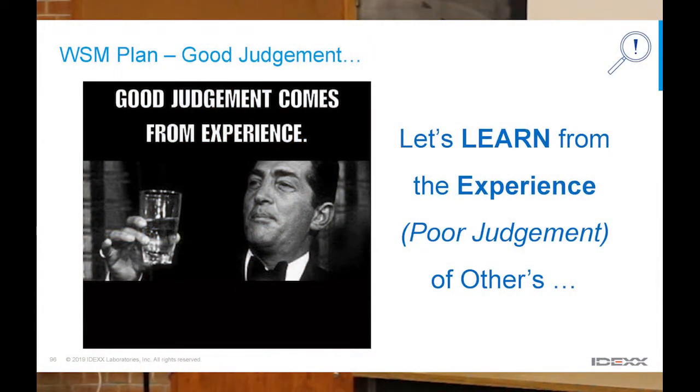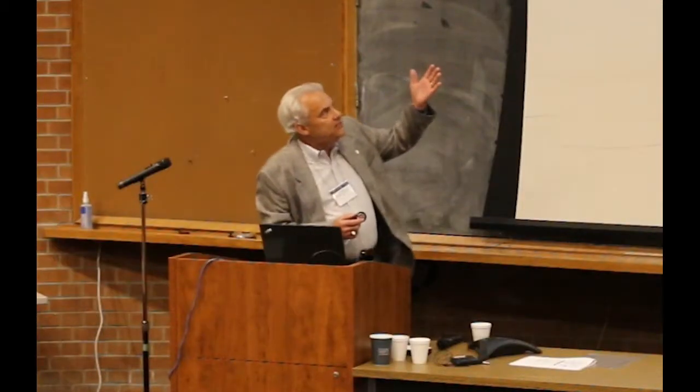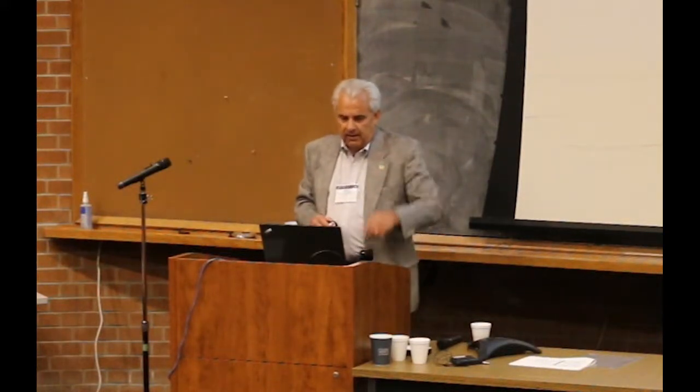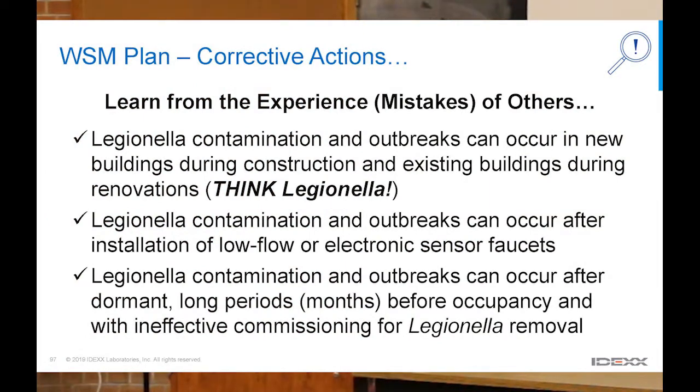So our contingency plan, or our water management program, has contingency response plans for all of the devices you've identified, cooling tower or potable water system. How many times have I said, learn from our mistakes? Another way to put it is, we need to have good judgment. And we all know good judgment comes from experience. I guess that begs the question, where does experience come from? Well, that comes from poor judgment. So the takeaway here is, let's learn from the experience or the poor judgment of others, and incorporate that into our thinking, Legionella. These corrective actions, learning from our experience, thinking Legionella, it's important.